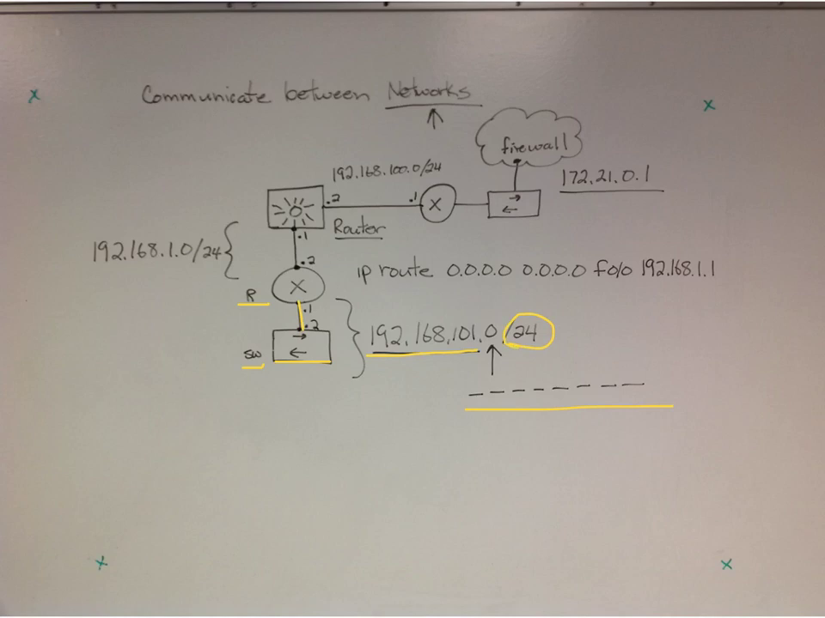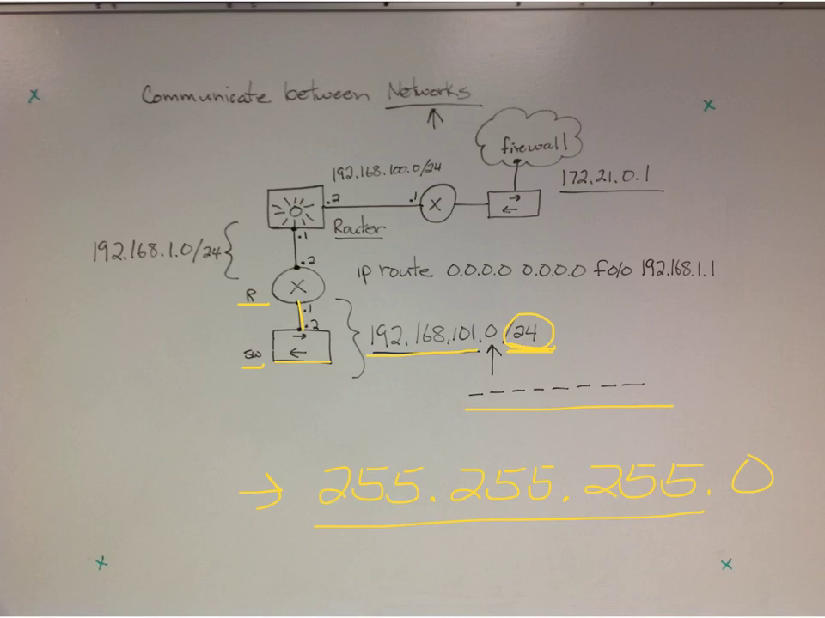If you were going to write the mask for that, that would be 255, that's 8, 255, that's another 8, and 255, that's another 8 bits, .0. So that's how we get 24 bits. You will see the prefix mask be used more and more instead of writing the mask out this way.